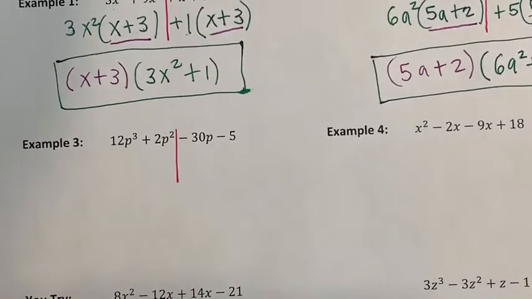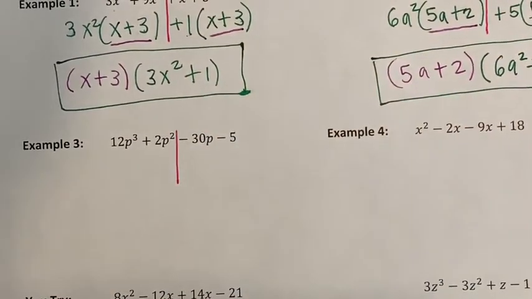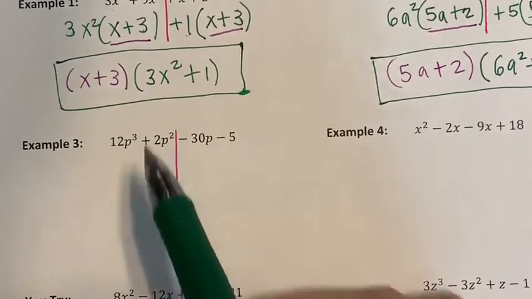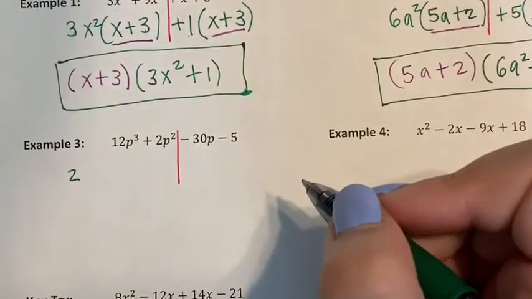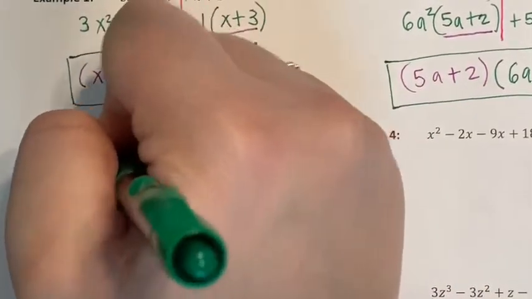So make sure you're keeping that sign with the third term. So be careful where you're putting your line. All right, my first half. What's the biggest number I can pull out of 12 and 2? That would be 2. And what's the biggest variable I can pull out of p cubed and p squared? That would be p squared.